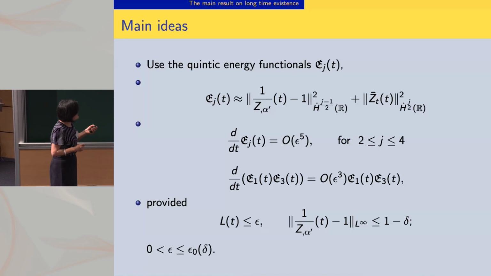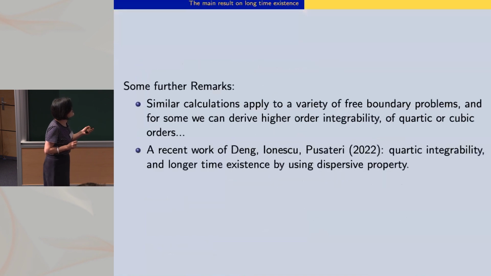So d/dt of this will also have O(epsilon^3) times this. That means we are able to control all these terms for time of epsilon^-3, provided initially this is small, if this is less than 1 minus a little bit.